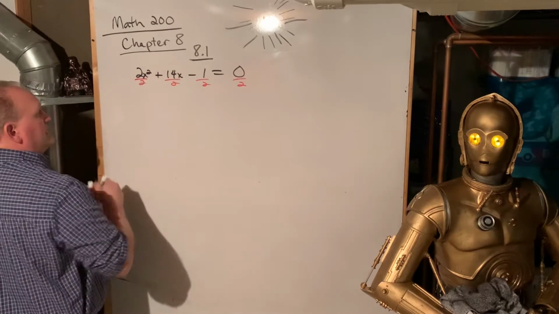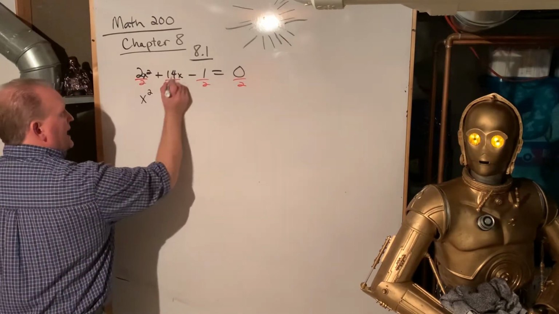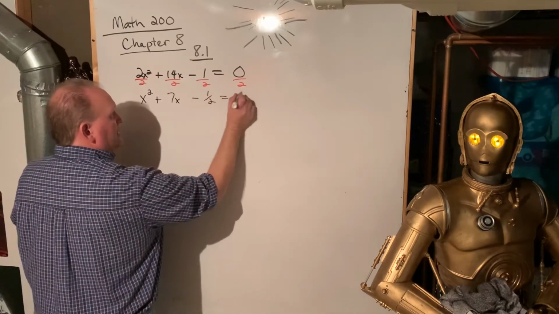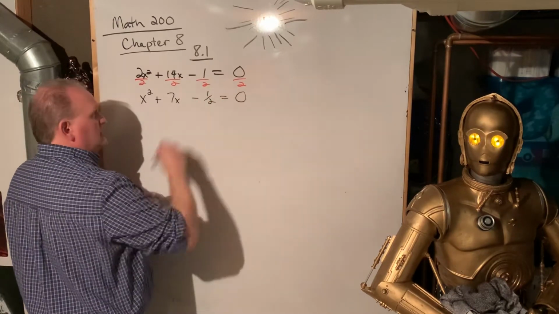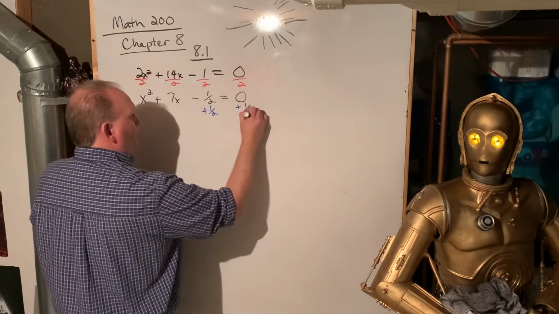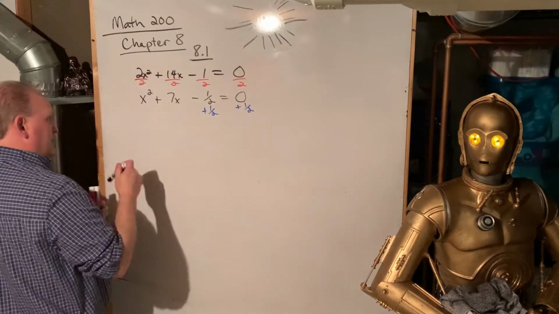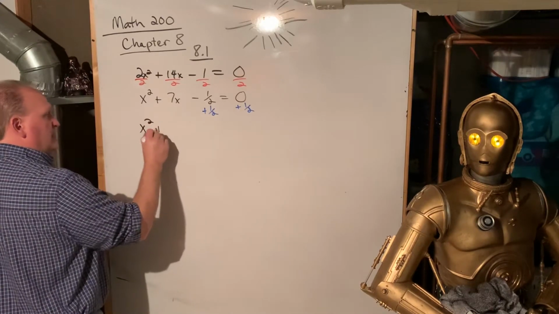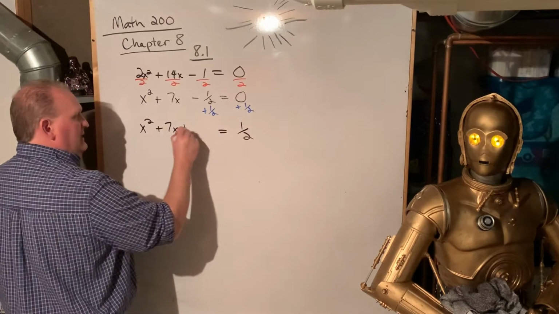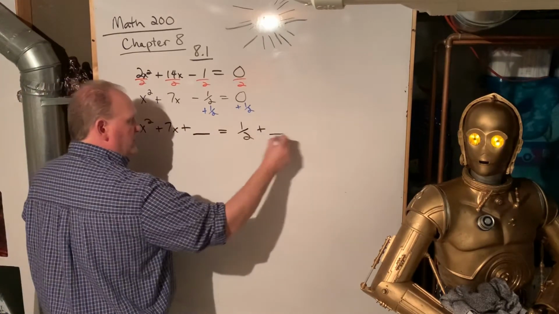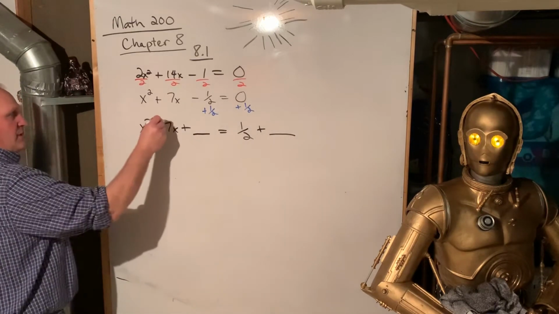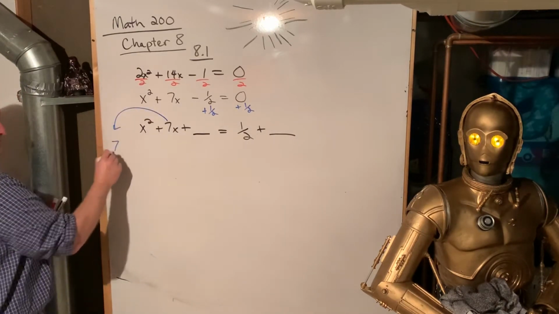So that is now x squared, that is now 7x, that is now -1/2 equals 0. All right. So let's move that 1/2 over. And so we got x squared plus 7x equals 1/2. And we're going to find the magic number that we're going to add to both sides that will complete this square. So what we do, we pull the number out from in front of the x.